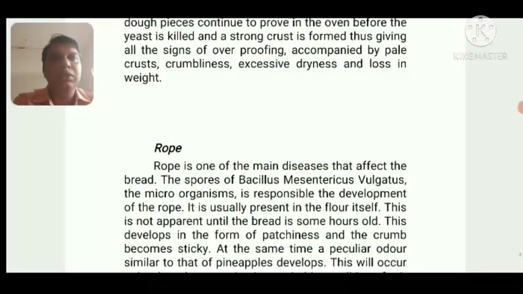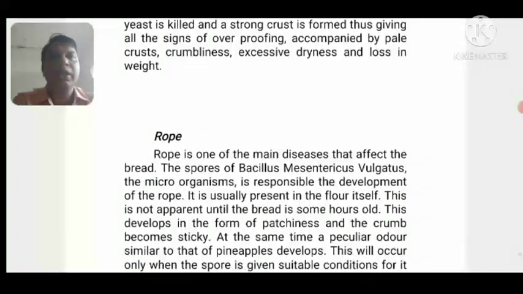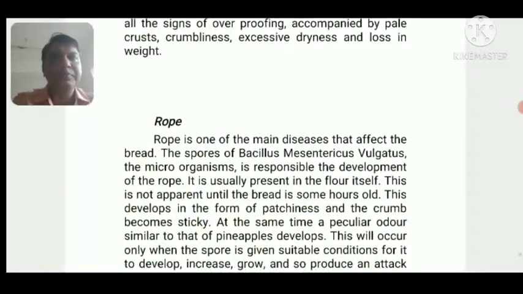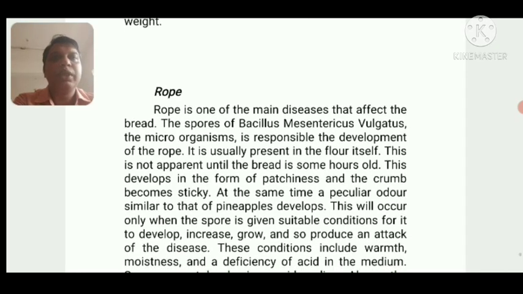So we need to understand that these are external faults. They are not developed in the bread, but are developed due to the physical temperature or physical demand required by the dough. Then we have rope.